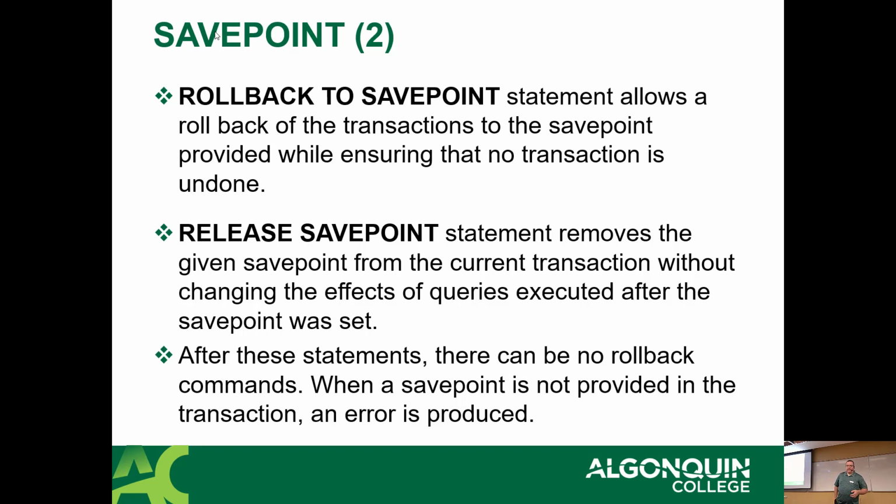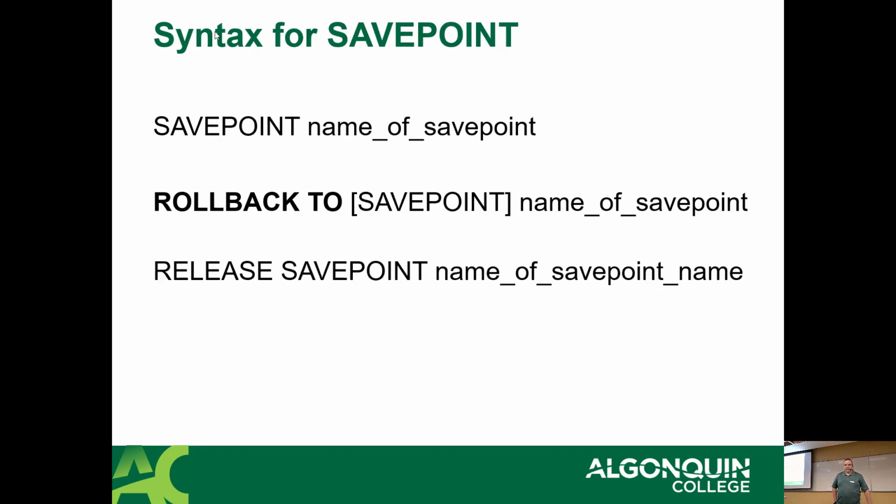So after you release a save point, you lose your ability to roll back. So you can roll back to a save point, or you can release a save point. At that point, you lose the ability to roll back to them, obviously. So the syntax is save point, name of save point. You can go roll back to, and you give it a name. Most people use numbers, save point one, save point two, save point three, because it's easy. And release save point, the same idea. Okay, so that is all about transactions.